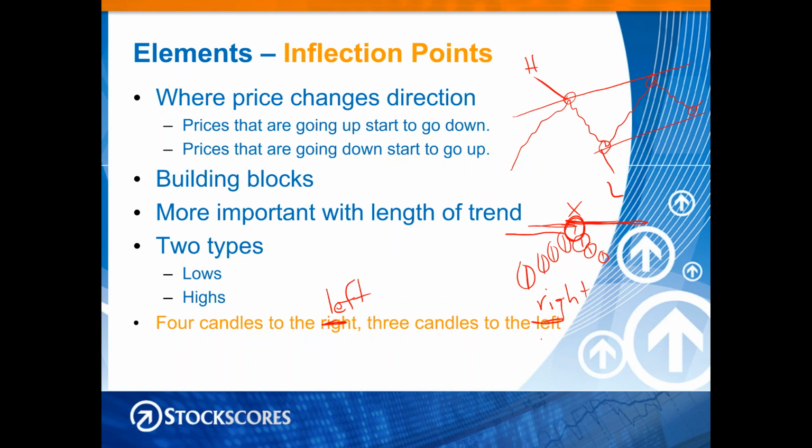For inflection point lows, we can do the same thing. If there is a candle that has 4 to the left that are higher than the low point and 3 candles to the right that are higher, then you have an inflection point low. If we had 1 candle that was lower than this candle, then it would not be an inflection point here.